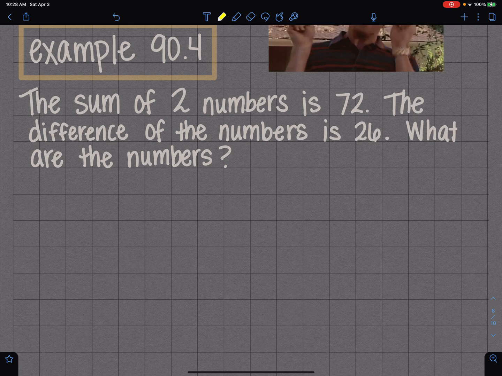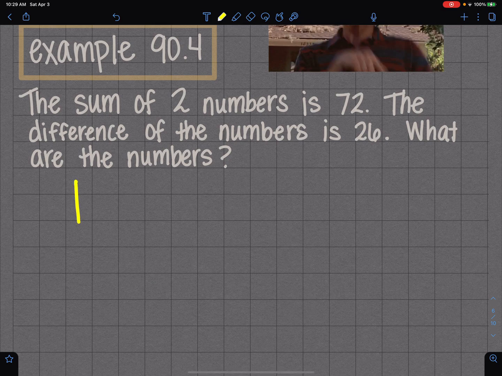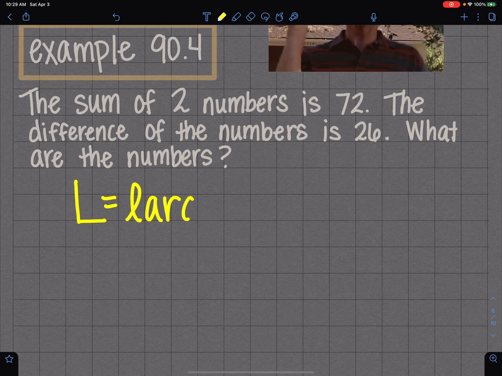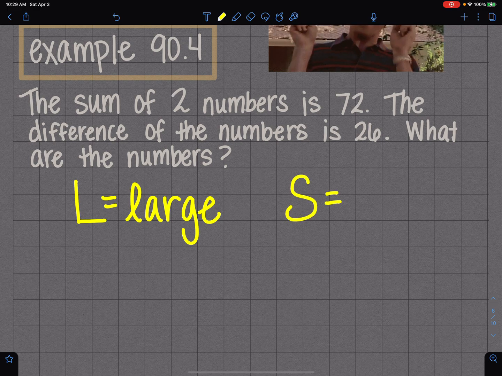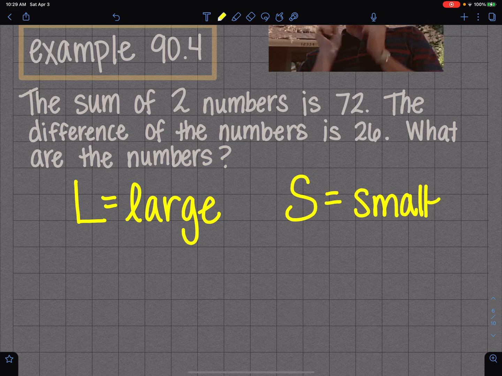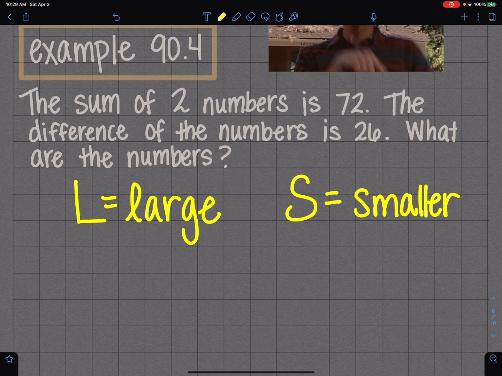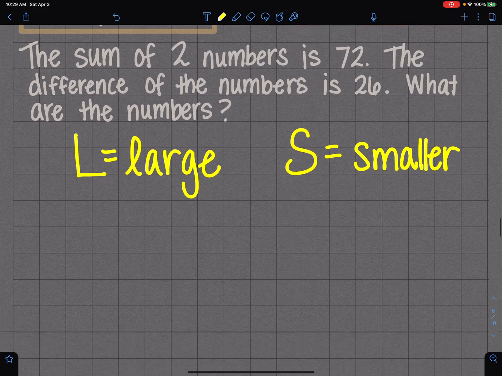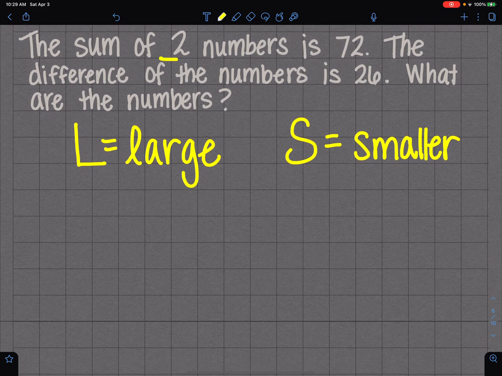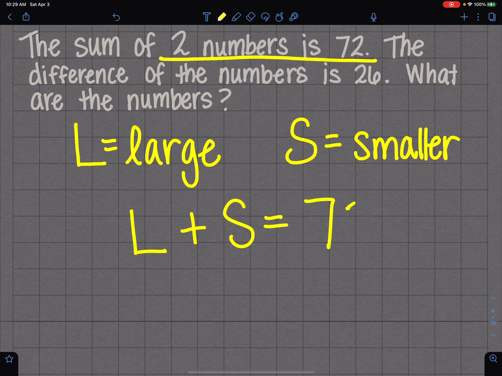Let's see, 90.4. Okay, yeah. So what they call these in the lesson is L for the larger number, and then they call S the smaller number. But that reminded me of the previous problem where we did a long and a short piece. But in this example, the L stands for large and the S stands for smaller. Okay, so the sum of the two numbers is 72. That's the first equation that we can get out of this. So we're going to do L plus S equals 72.